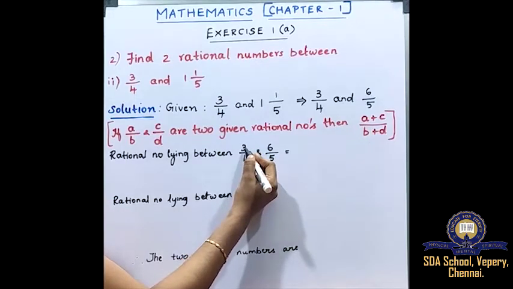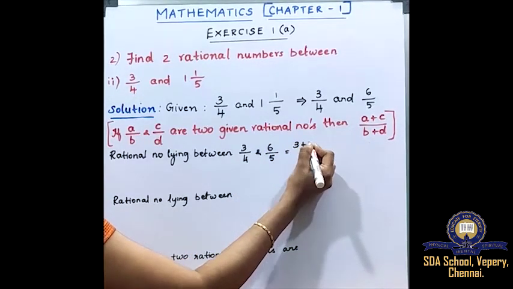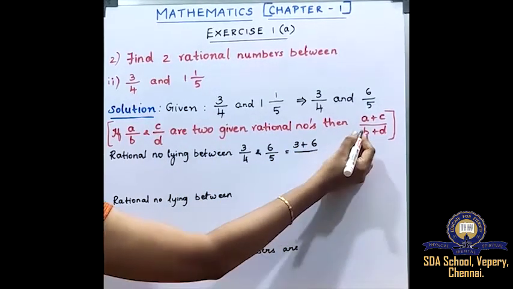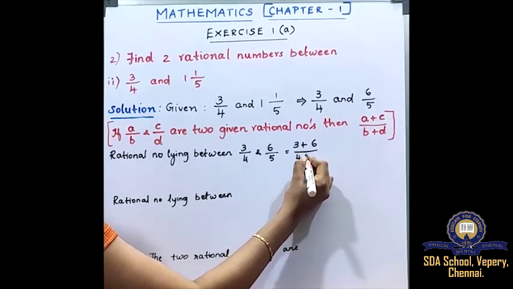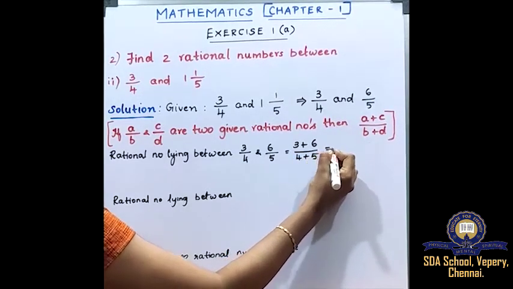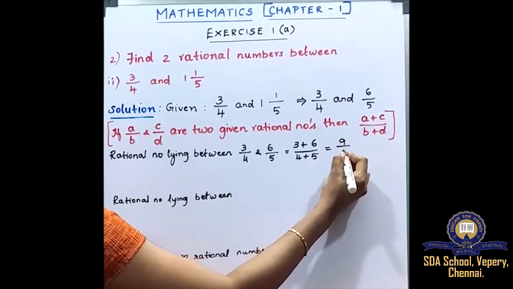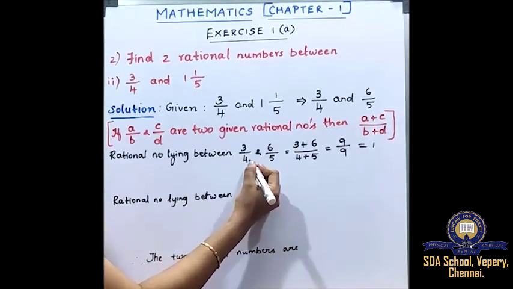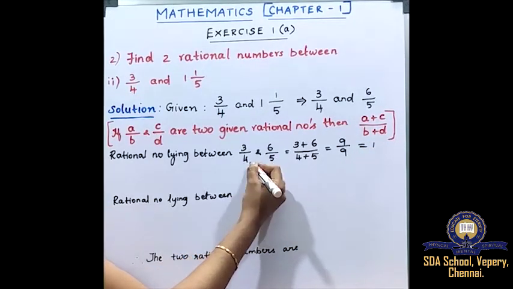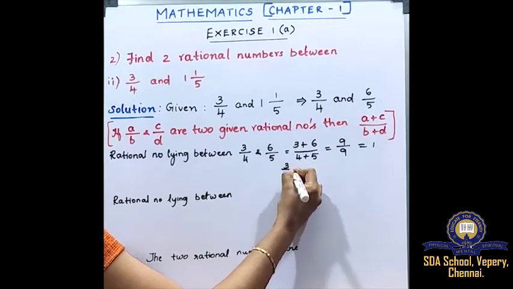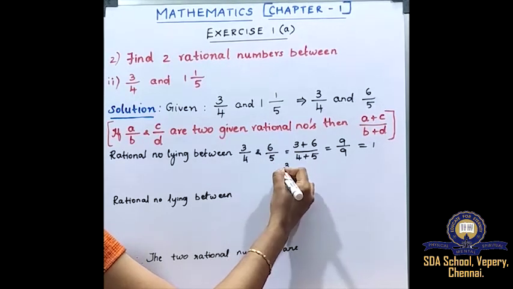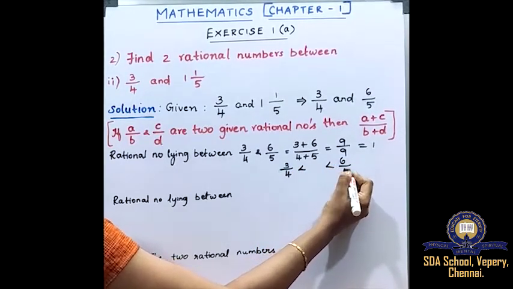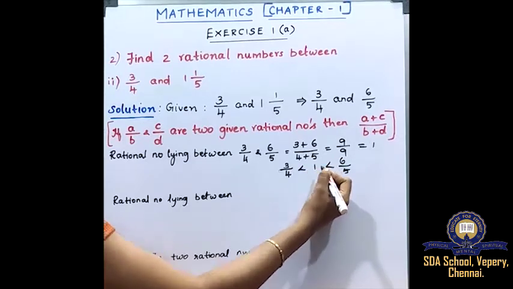So here A value is 3. So 3 plus C. C value is 6. Divided by B plus D. So B is 4 and D is 5. So when you solve this, you will get 9 by 9, right? So the answer is 1. So we have found a rational number lying between these two numbers, right? So that is, between 6 by 5 and 3 by 4, we have found 1.